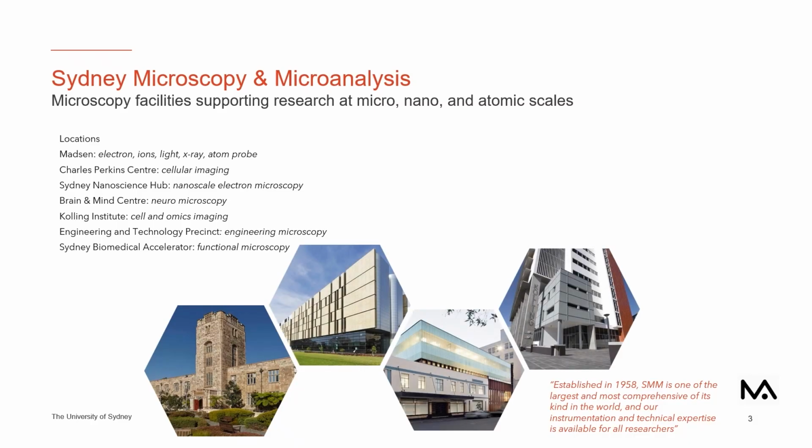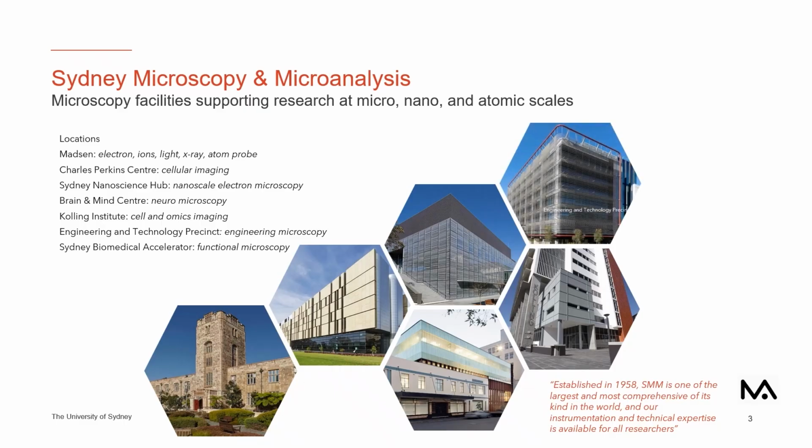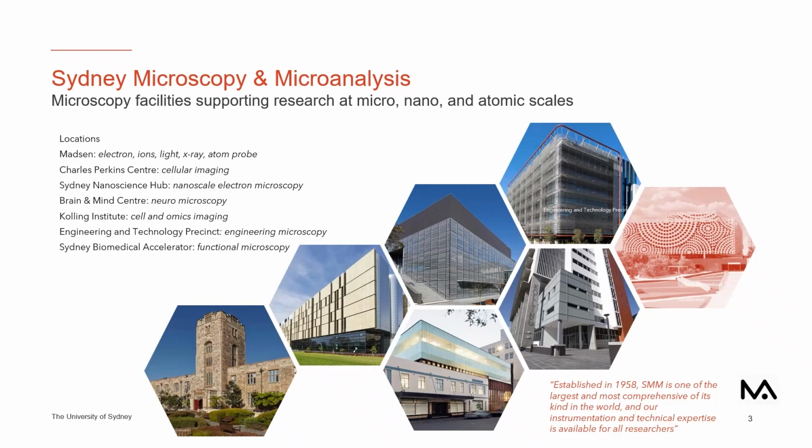The Charles Perkins Center supports cellular imaging, and the Brain and Mind Center supports neuromicroscopy. In the Charles Perkins Center, cell and omics imaging are provided. The Sydney Nanoscience Hub allows nanoscale electron microscopy using aberration-corrected STEMs. The latest addition is the Engineering and Technology Precinct, supporting engineering microscopy, and that is where you can find the AMBER X2. In the future, there will be a biomedical accelerator supporting functional microscopy.